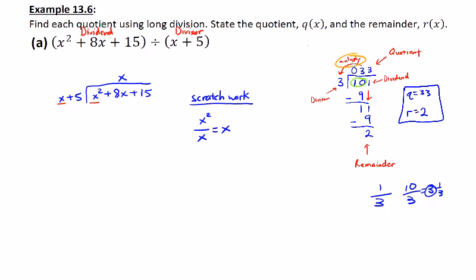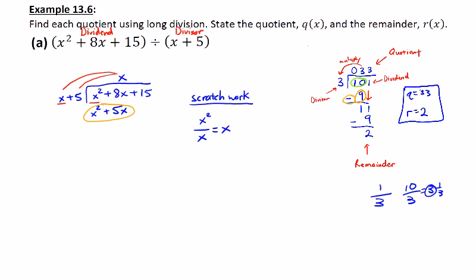So let's do a multiply step here. We're going to take x, and we're going to multiply it by the entire divisor. And that's going to give us x squared plus 5x. So the x squared plus 5x is going to be analogous to the 9 that we came up with in our whole number example. And then once we come up with that, we are then expected to subtract.